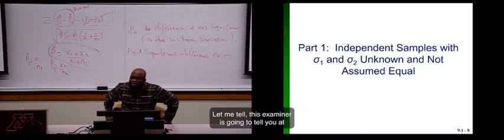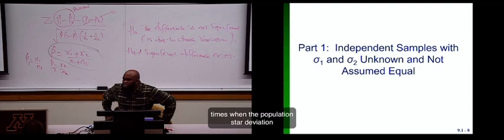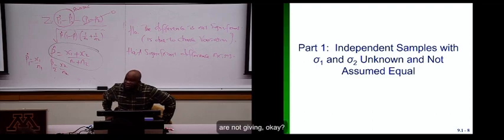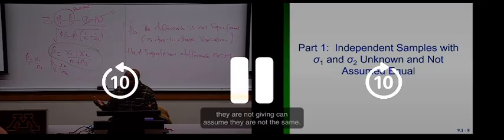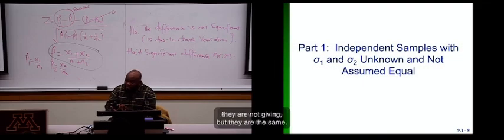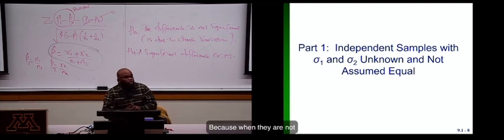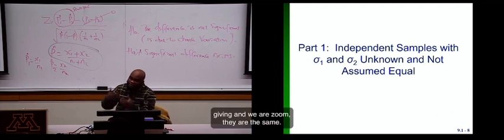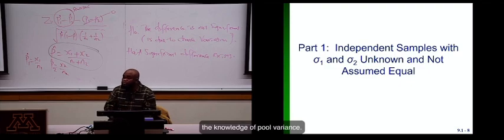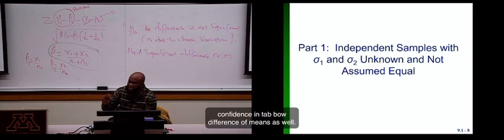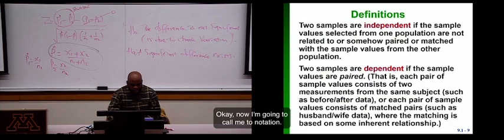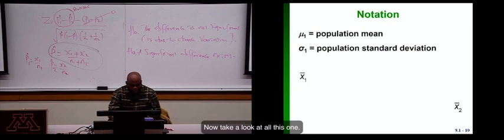Let me tell you this. The examiner is going to tell you, at times, when the population standard deviations are not given, we can assume, despite the fact that they are not given, that they are not the same. And at times we can say they are the same. They are not given, but they are the same. Because when they are not given and we assume they are the same, we're actually going to use the knowledge of pooled variance. You remember I walked you through that when we were constructing confidence intervals about the difference of means as well.